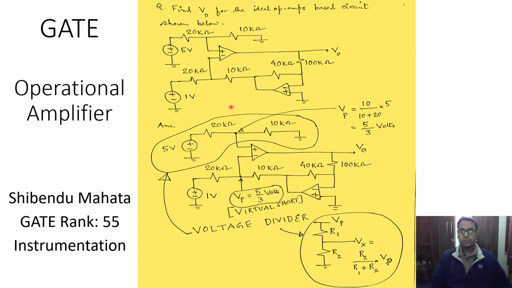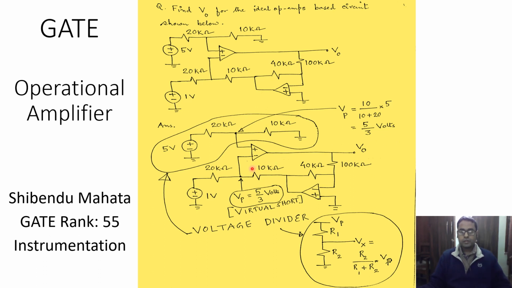Looking into this circuit, we can see that right over here is one voltage divider. The supply here is 5 volt, and you have two resistances. So R1 is equal to 20 kilo and R2 is equal to 10 kilo. Therefore we can easily find out the voltage at this node to be equal to 10 divided by 20 plus 10 multiplied by 5 volts. We note this voltage to be equal to Vp, and this turns out to be 5 by 3 volts.